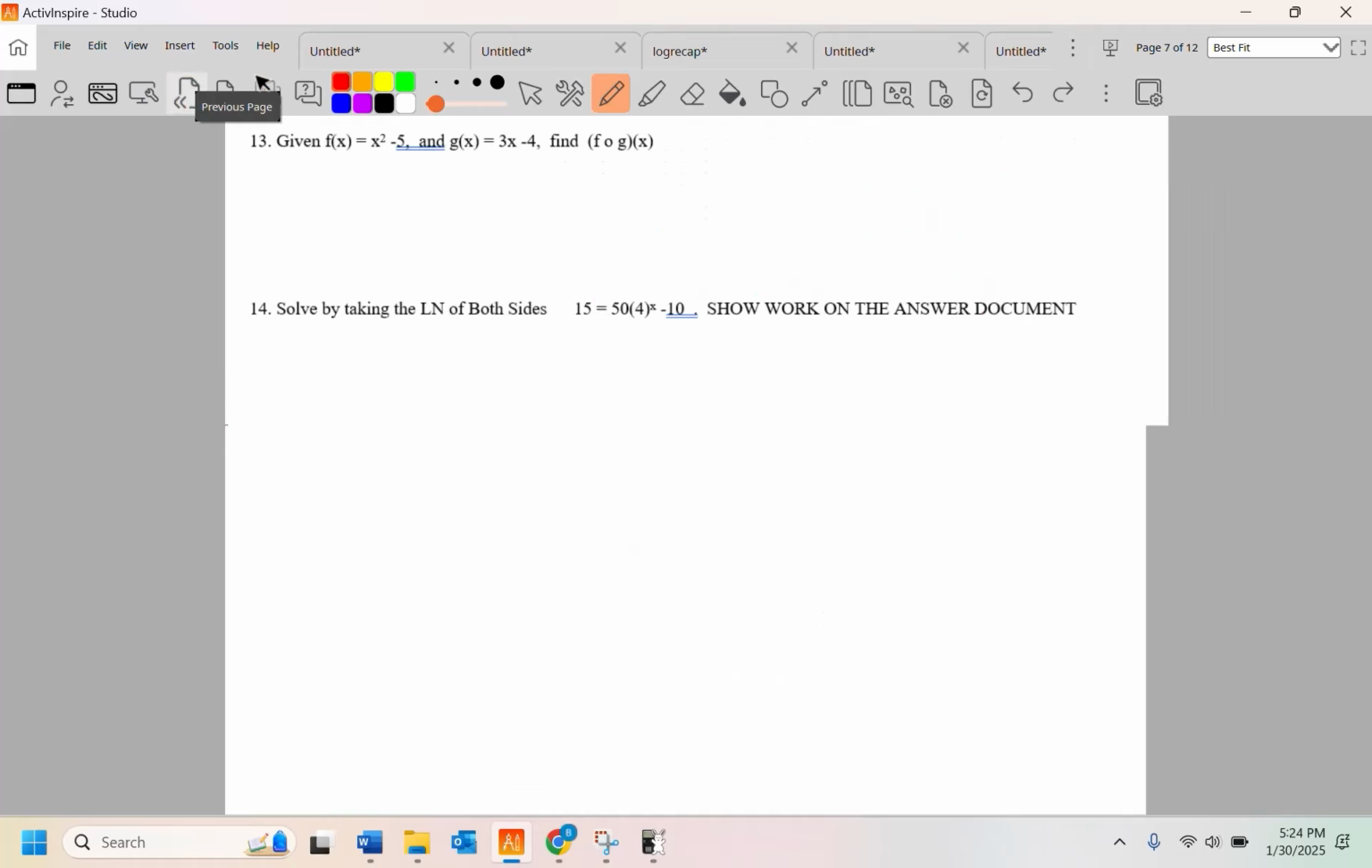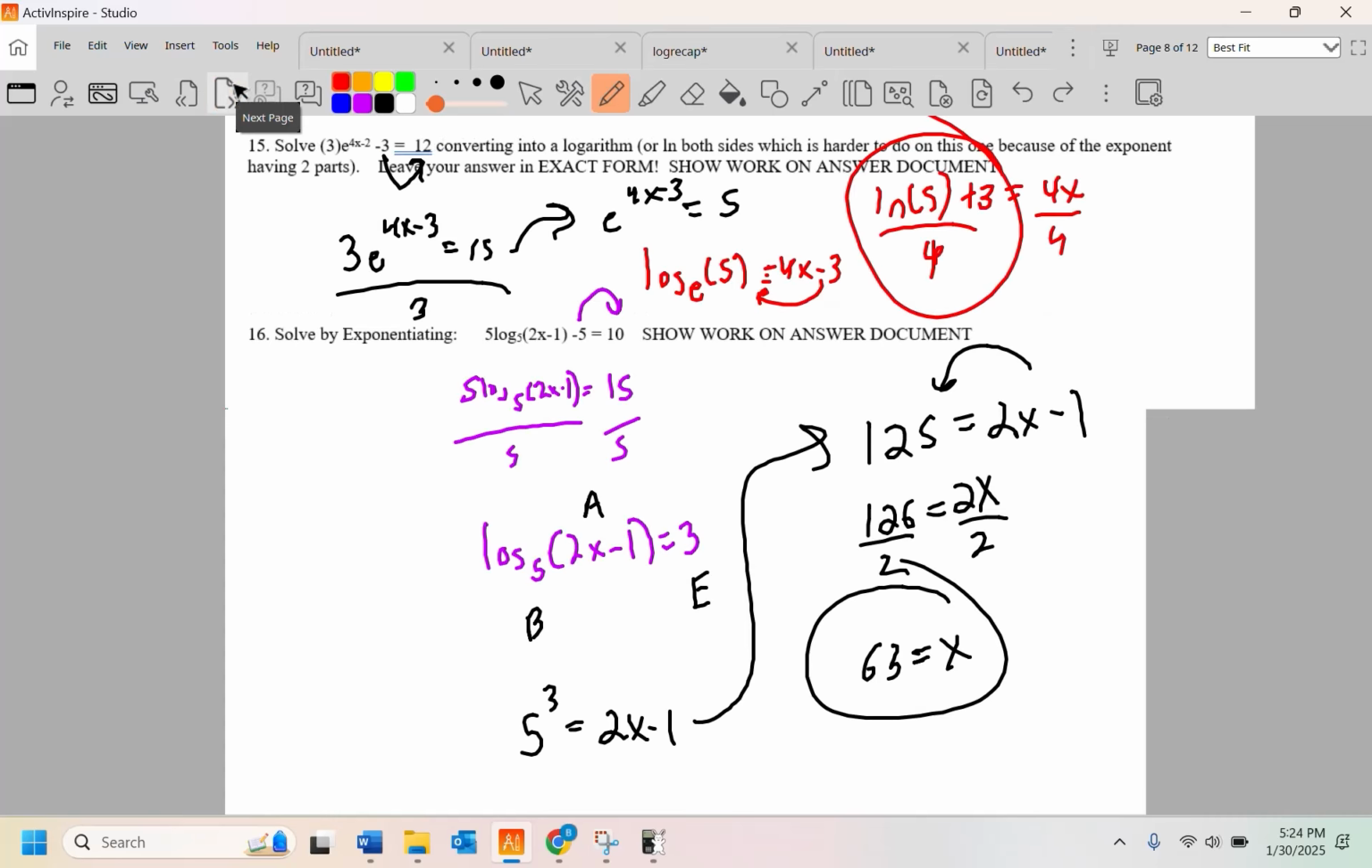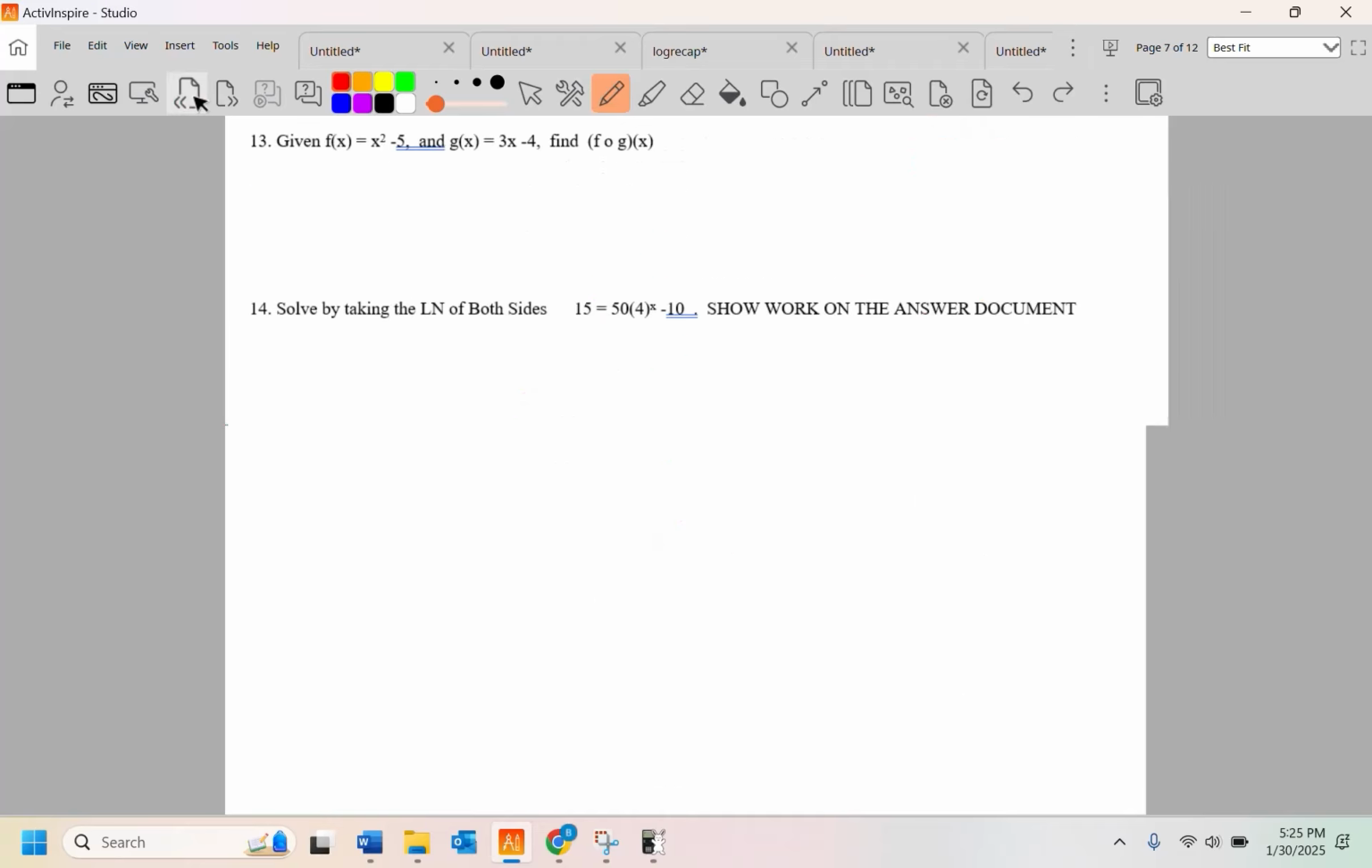Moving backwards, 14, solved by taking the ln of both sides. Oh, by the way, notice on this one, I said ln both sides, which is harder to do on this one because the exponent has 2 parts. Actually, this one's not true. That's an e problem. Need to throw that out. But anyways, just isolate the log, isolate and convert to a log. Solve by lning both sides because that is a valid technique and I want you to be aware of it and I want you to know it.